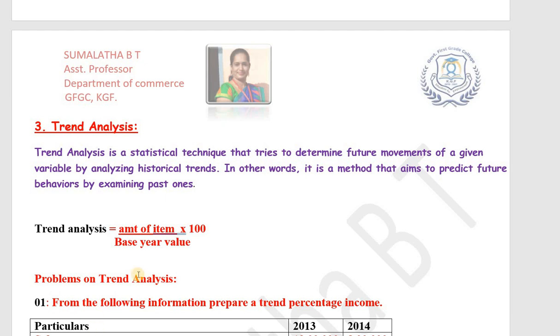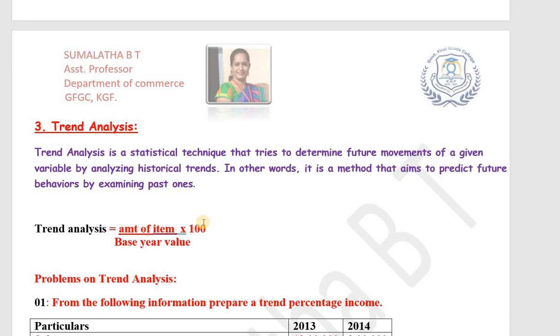When you go for utilizing this technique, here I have given the formula. How do you find the trend percentages? Trend percentage equals amount of item divided by base year value, into 100. We use this same formula here. To find the percentages, take the amount of that particular item; if 3 years of information are given, take the first year's information as the base and calculate the next 2 years.